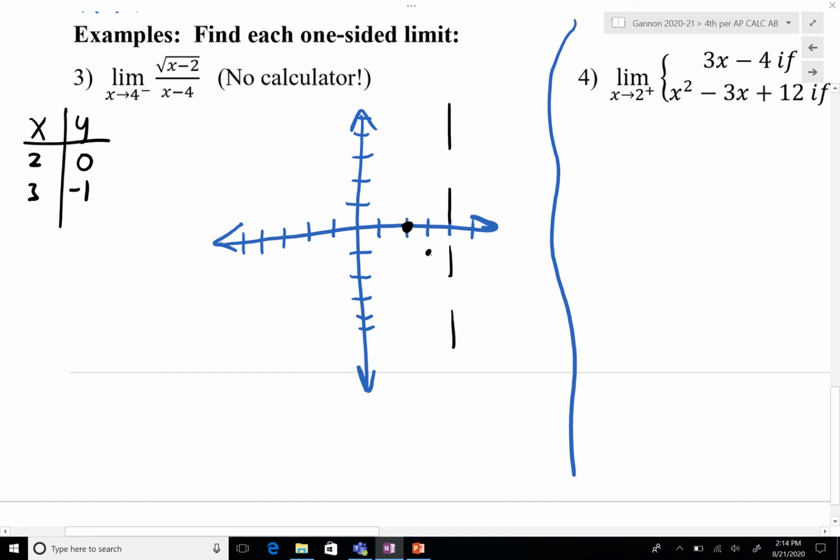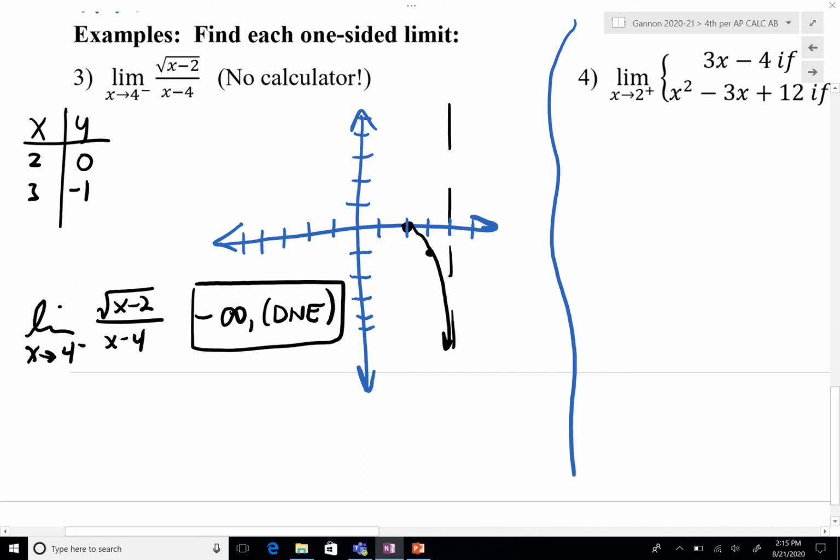So at that point, I've got a pretty good idea of what this graph is going to do. It's going to approach that asymptote going down towards negative infinity. So I can go ahead and answer my question. The limit as x approaches 4 from the left of the square root of x minus 2 over x minus 4 is negative infinity, which really means it does not exist.